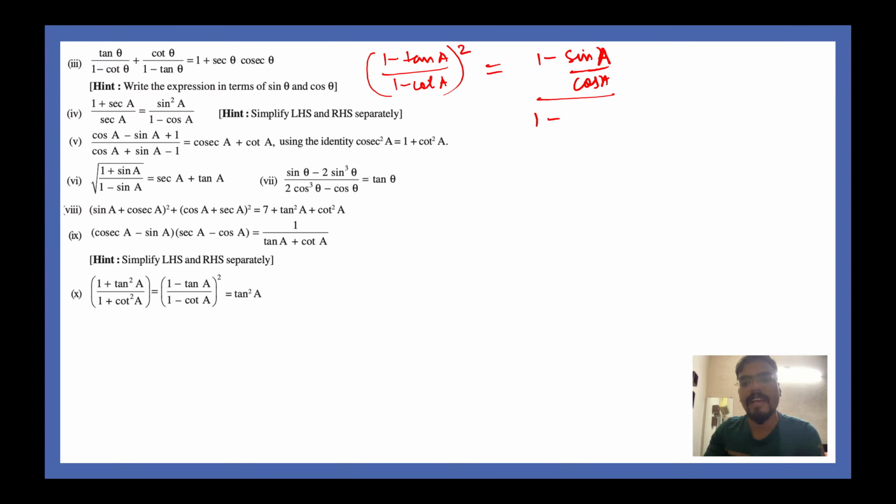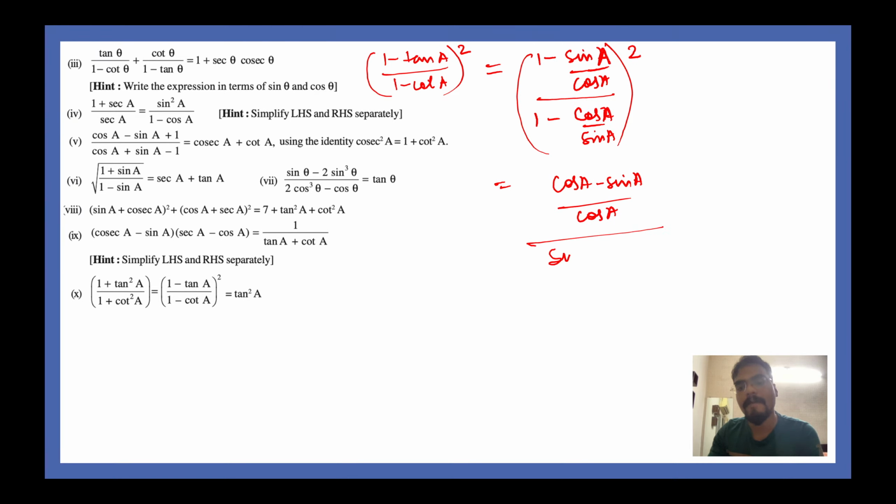So 1 − cot A can be written as 1 − cos A divided by sin A. So this can be written like this, and we have a square here, right? Next step is taking the LCM in the numerator. We get (cos A − sin A) divided by cos A, and in the denominator we have (sin A − cos A) divided by sin A, and this is in a bracket with a square on it.